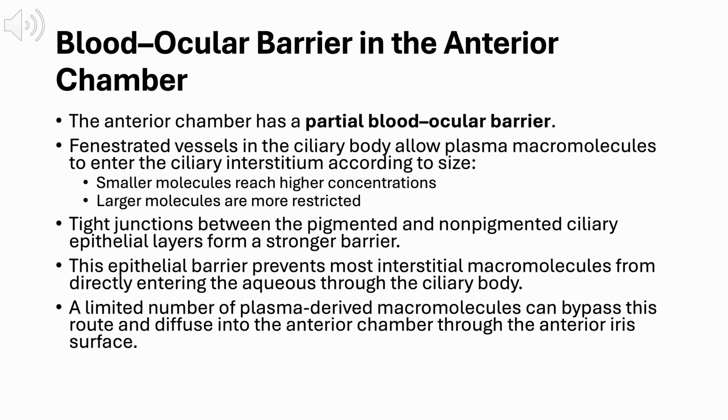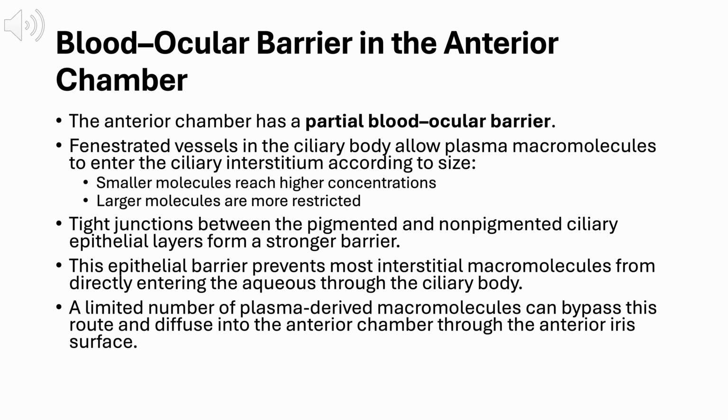But then comes the real barrier, tight junctions between the pigmented and non-pigmented ciliary epithelial layers. This epithelial barrier is strong, and it prevents most of those interstitial macromolecules from passing through the ciliary body directly into the aqueous. So the ciliary epithelium, not the vessel wall, is the true gatekeeper here. A limited number of plasma-derived macromolecules can bypass this route entirely and diffuse into the anterior chamber across the anterior iris surface instead. This partial selective barrier is exactly what a privileged compartment needs.